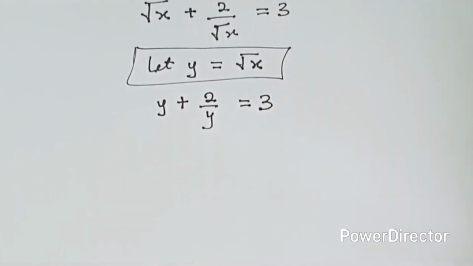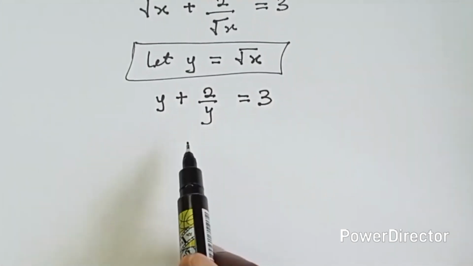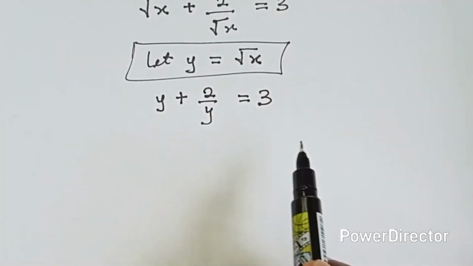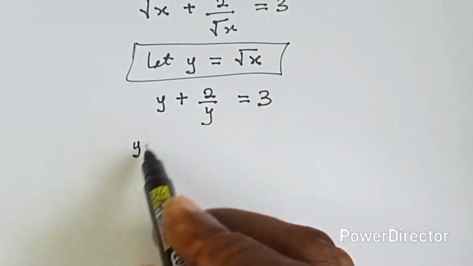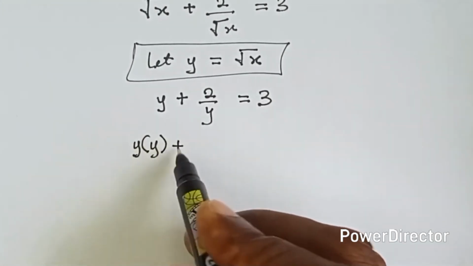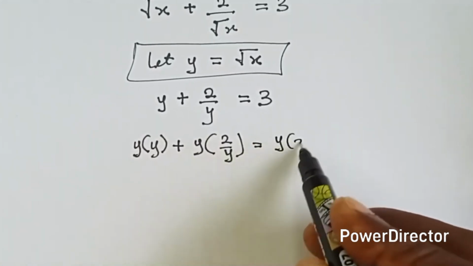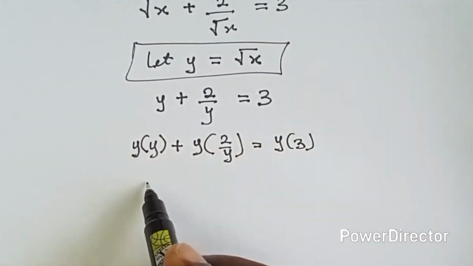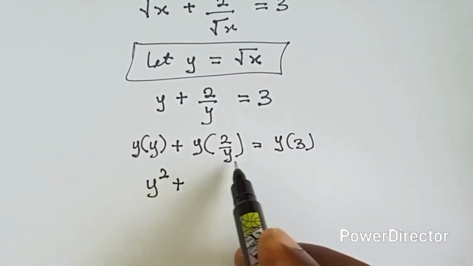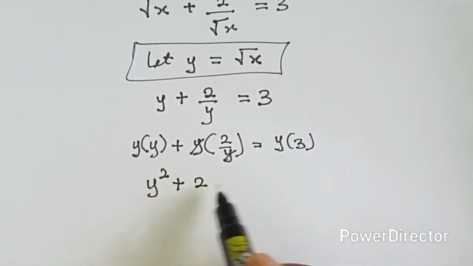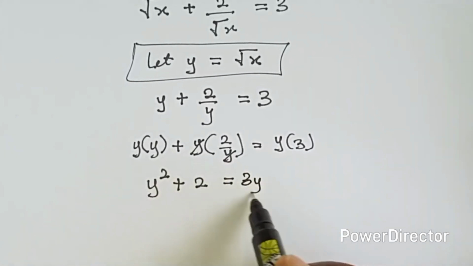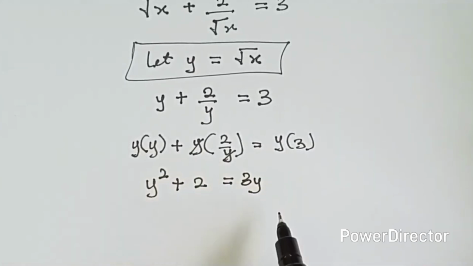Now what do we do? We can multiply through by y so that we have a linear equation. So we multiply this by y, we multiply this by y, and we also multiply this by y. Now y times y, we have y squared. This y we cancel, we have 2, and then we have 3y. So this is a quadratic equation.